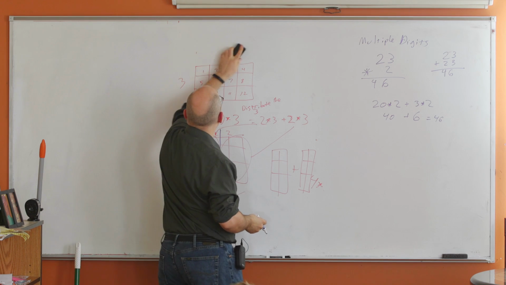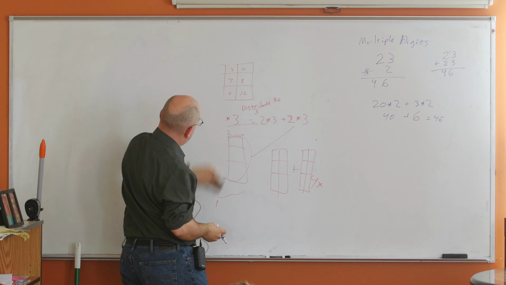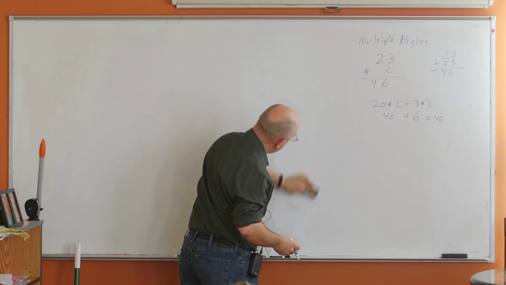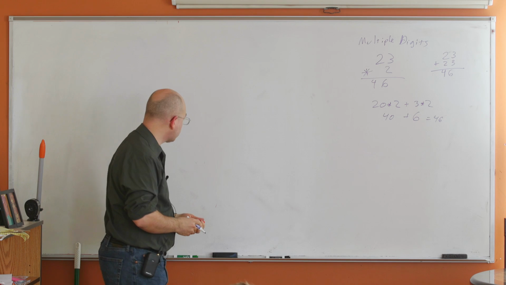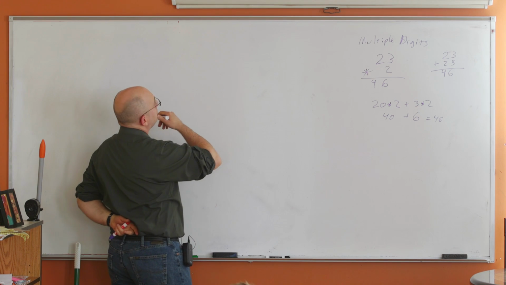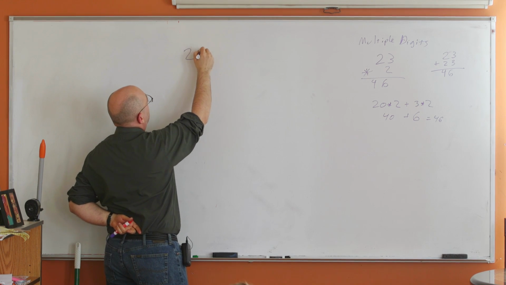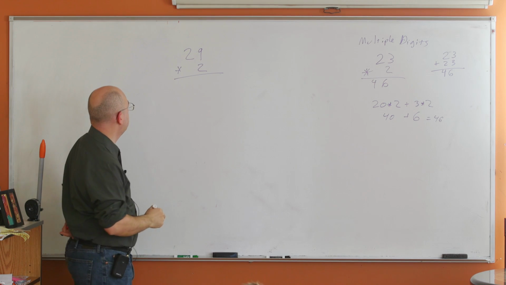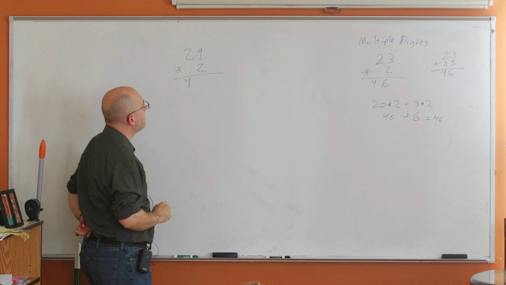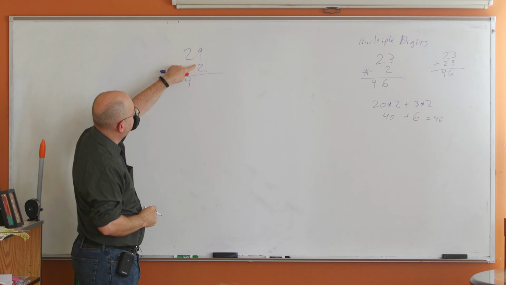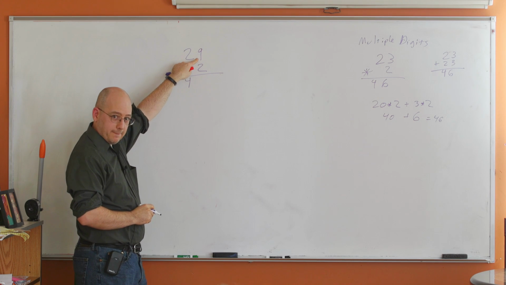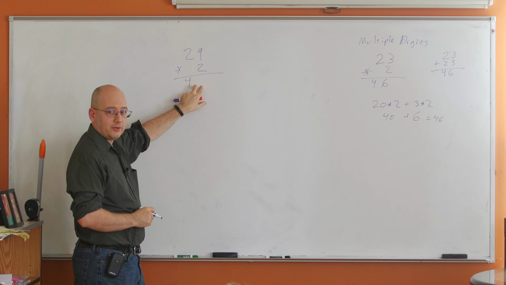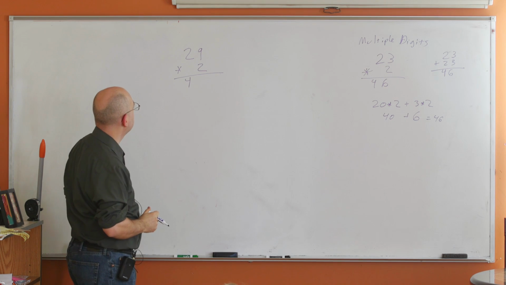Now, I did an example that didn't have a complication. Now let's do one with a complication. Alrighty. Let's say 29 times 2. All right. I'm going to start the same way. 2 times 2, 40. But now I come over here. 2 times 9. What is that? 18. I can't write 18 down here. That would make it look like it's 418, which it definitely is not.